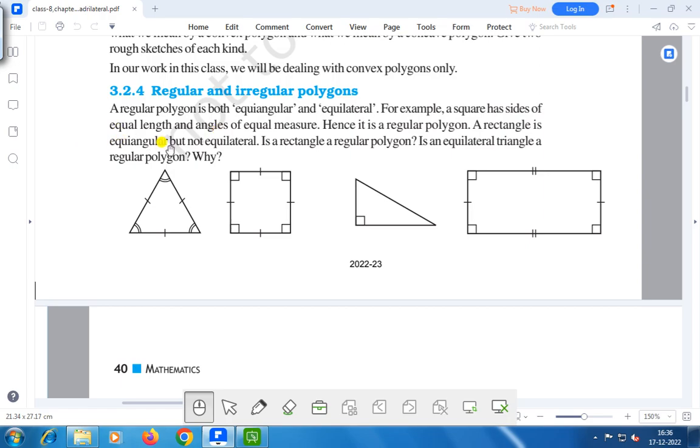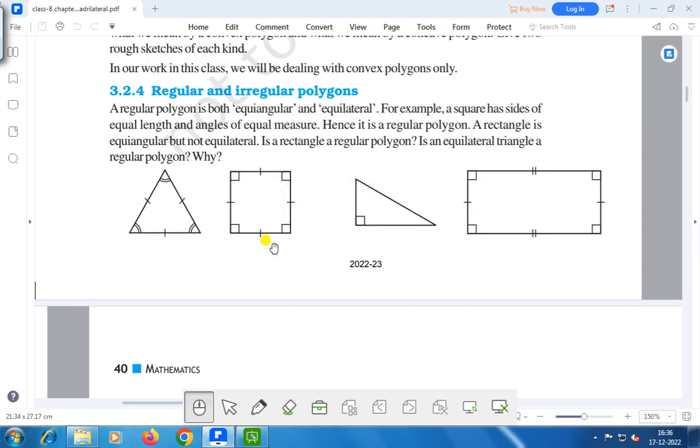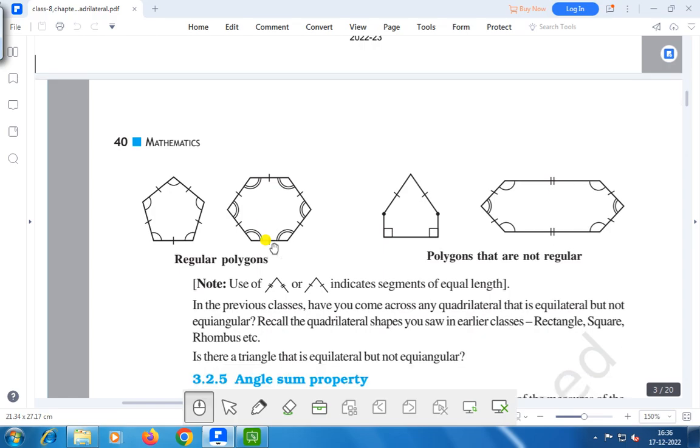A rectangle is equiangular but not equilateral. Is a rectangle a regular polygon? No. Is an equilateral triangle a regular polygon? It is. It is also a regular polygon because its sides are the same and angles are also the same, right? Here in this case, 1, 2, 3, 4, all the angles are the same and all the sides are also the same. Therefore, it is a regular polygon.